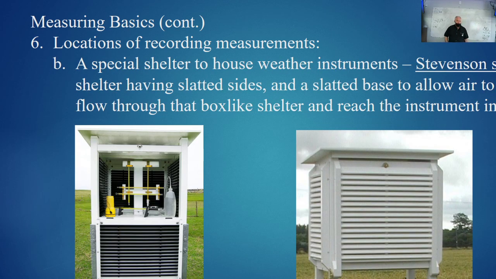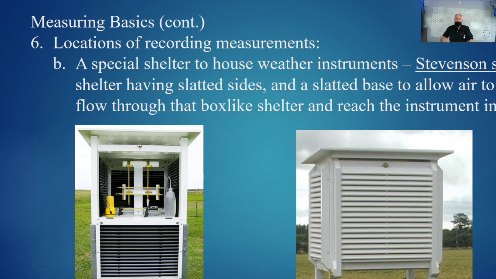Then you have this, a Stevenson screen. This is just a shelter that has slatted sides and a slatted base to allow air to freely flow through the box-like shelter and reach the instruments inside. The instruments inside are your hygrometers and thermometers and rain, different types of gauges and so forth. That's all covered up by the picture on the right, okay, for protection. But it's getting the wind that's coming up.